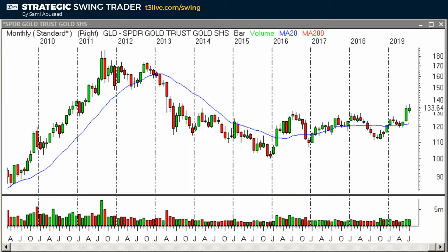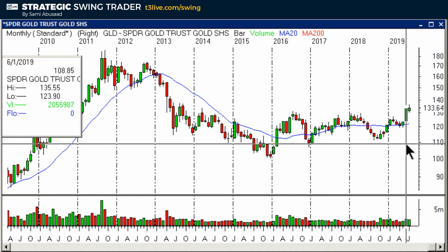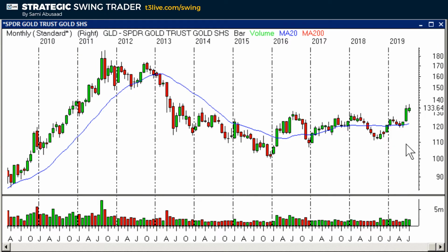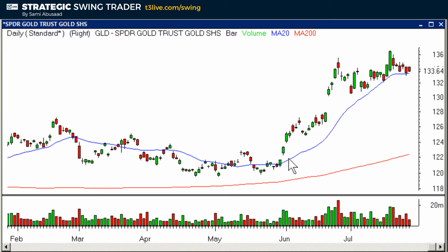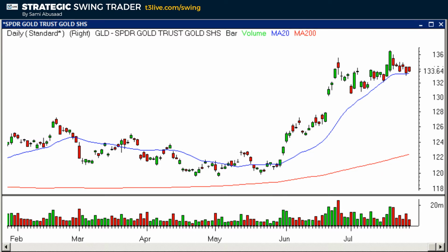I recorded a video on June 1st. June 1st was right here, at the beginning of that wide range bar. I'll show you where June 1st was on the daily chart. June 1st was the weekend, right here, basically. So I recorded a video calling the bottom on gold, with the entry, stop, and target. The video is referenced in the description.